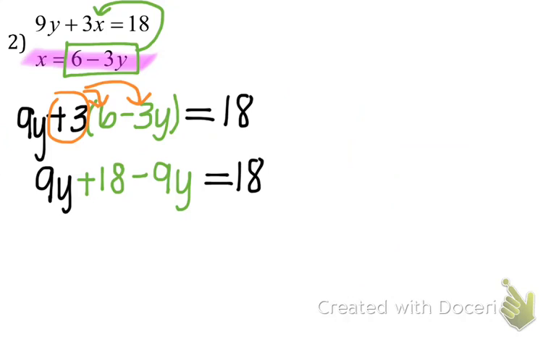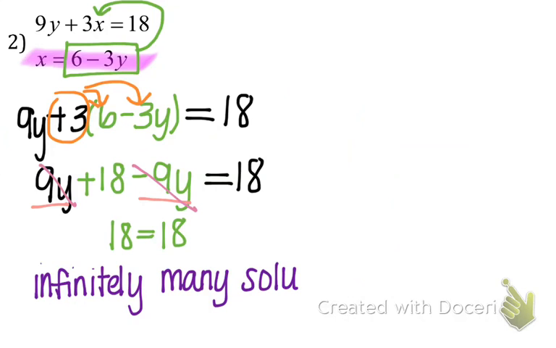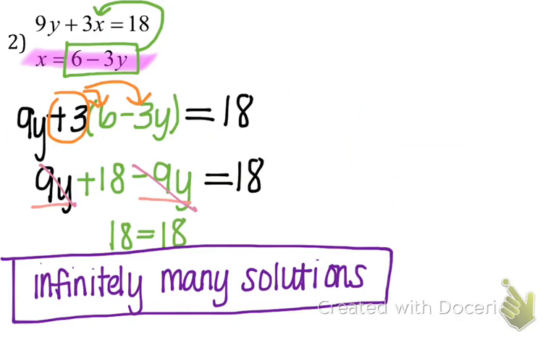As I go to combine like terms, I notice that I have a positive 9y minus 9y. So positive 9y minus 9y is going to be 0, so those are going to cancel out. I'm left with 18 is equal to 18. When my variables cancel out and I have an equation that is always true, 18 is equal to 18, this is called infinitely many solutions. This would occur graphically when you graph these two equations and they end up being the same exact line. Every single point on that line would be a solution to this system.